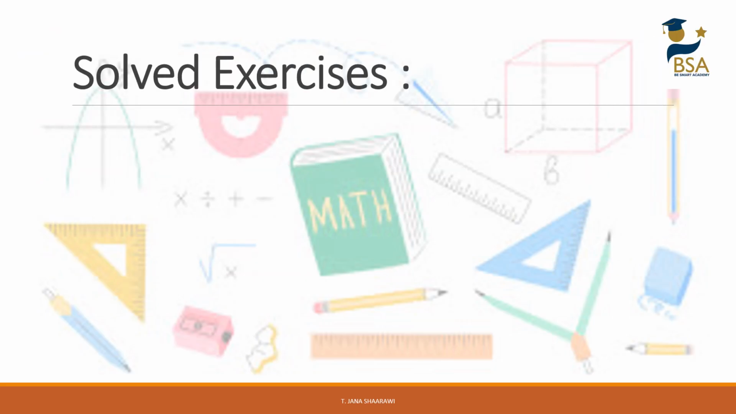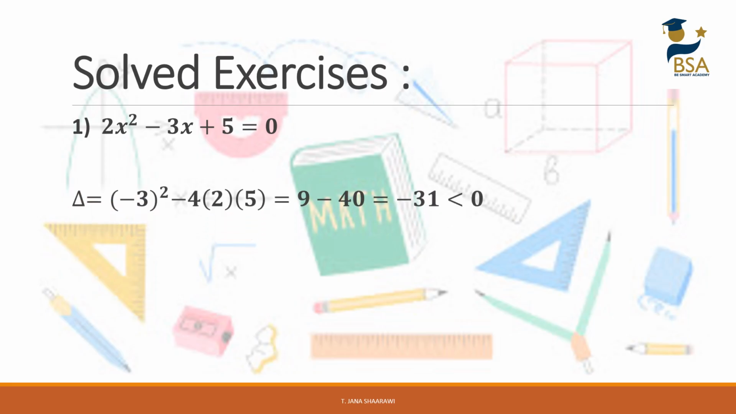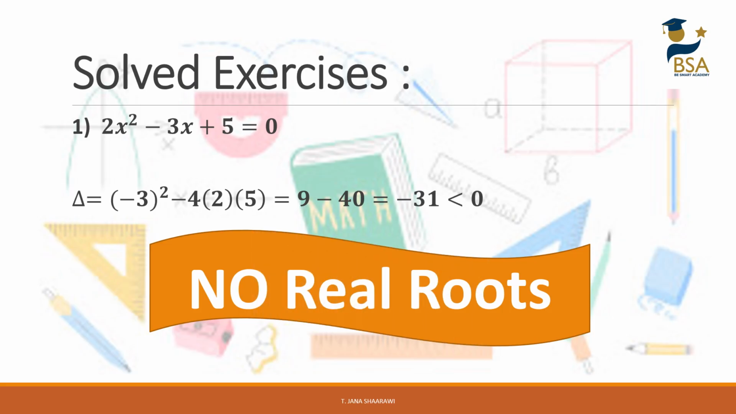Now let's make solved exercises. 2x squared minus 3x plus 5 equal 0. So let's find first delta. Delta is equal minus 3 squared minus 4 times 2 times 5, which is b squared minus 4ac. It's 9 minus 40, which is minus 31. So we get delta is negative. Once delta is negative, you directly say no real roots.